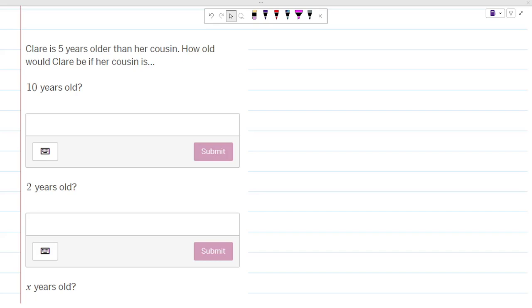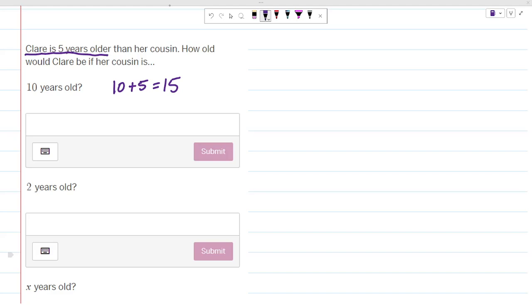It says Claire is 5 years older than her cousin. How old would Claire be if her cousin is 10 years old? So Claire is 5 years older, so if her cousin is 10, then how old is Claire? Well, we would take the cousin's age and add 5 to it since Claire is 5 years older. And that gives us 15. So if the cousin is 10 years old, then Claire is 15.